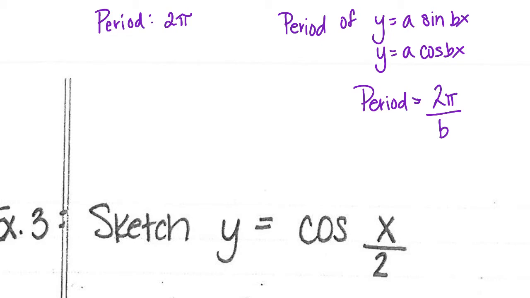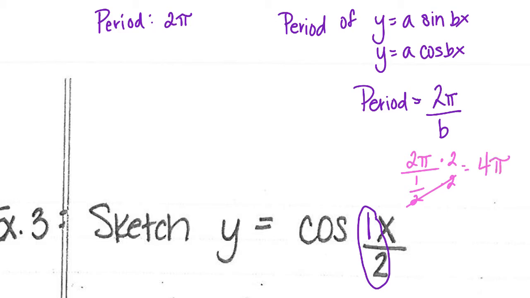Now, example 3 says sketch y equals the cosine of, really this is 1/2 x. We can't see that 1/2 x, but it is 1/2 x. So I'm going to plug this 1/2 in for b, over here in pink. 2 pi over 1/2. Well, to get rid of the 1/2, I just have to multiply by 2 over 2, so these would cancel out. And notice one period is 4 pi.